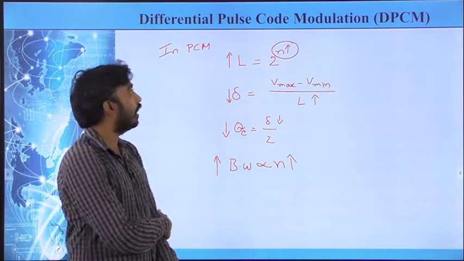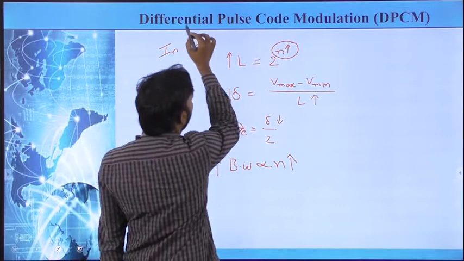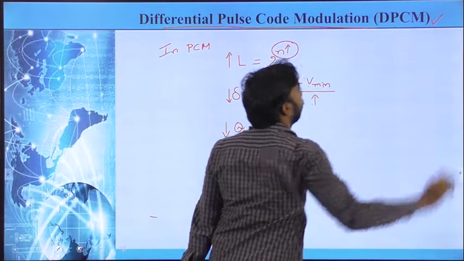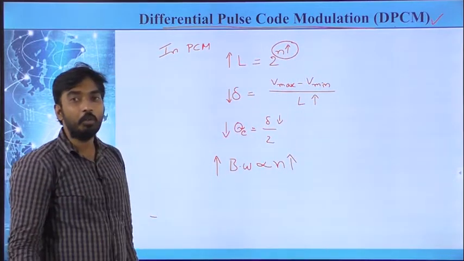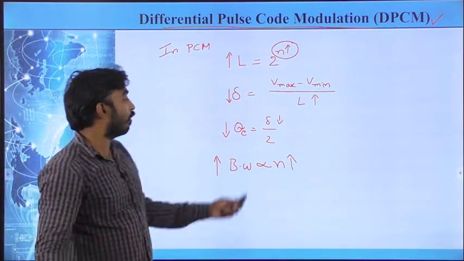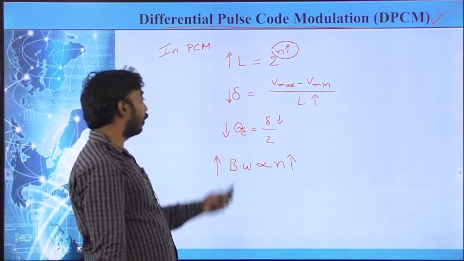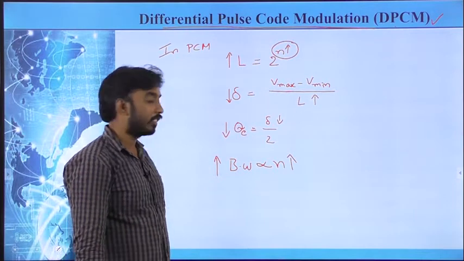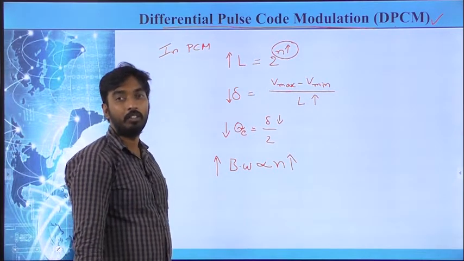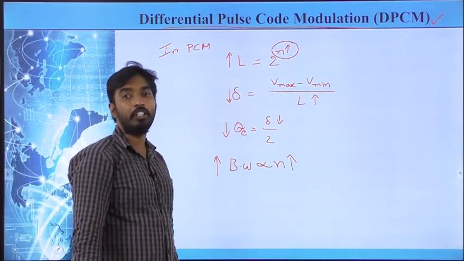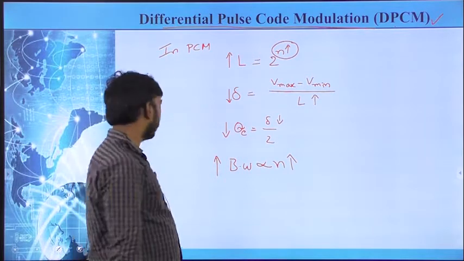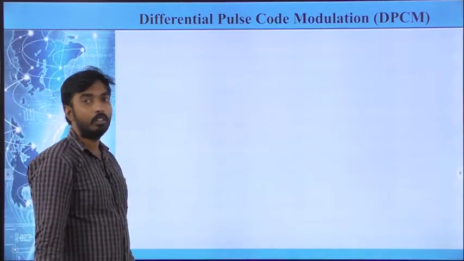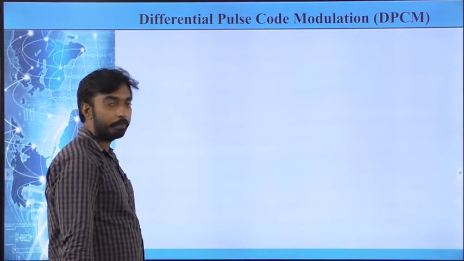So, we are moving to differential pulse code modulation, simply called DPCM, where I am going to reduce the number of bits without compromising the quantization error, such that my system is more effective, right? And the system bandwidth is also very less. So, how am I going to reduce the number of bits?